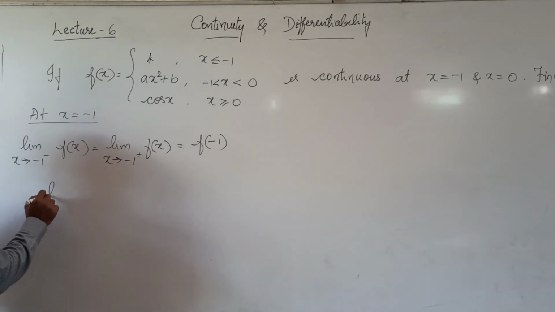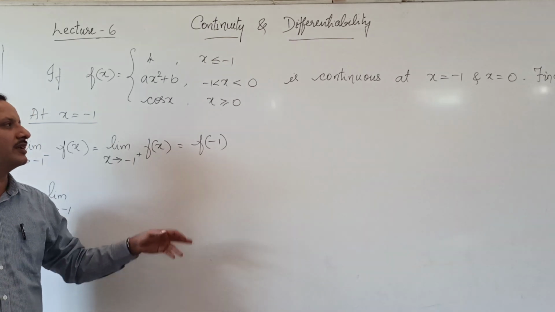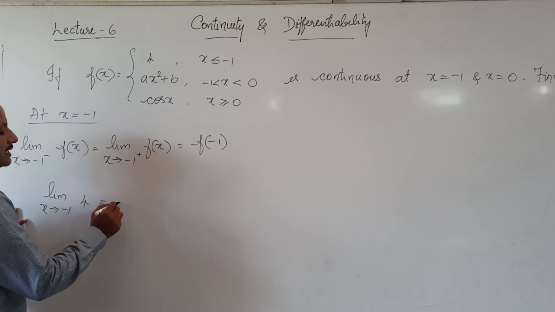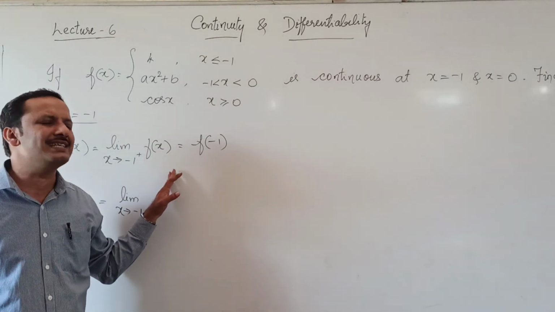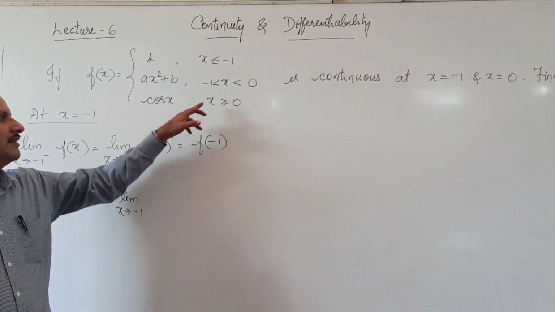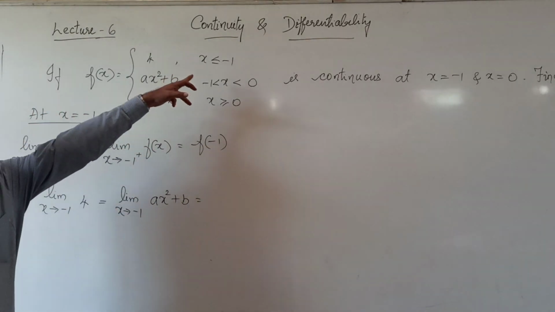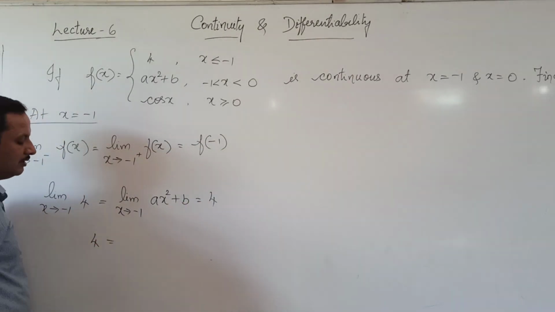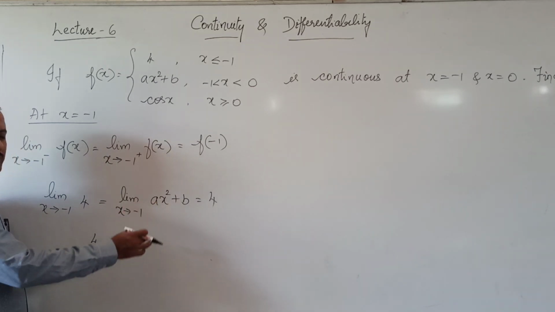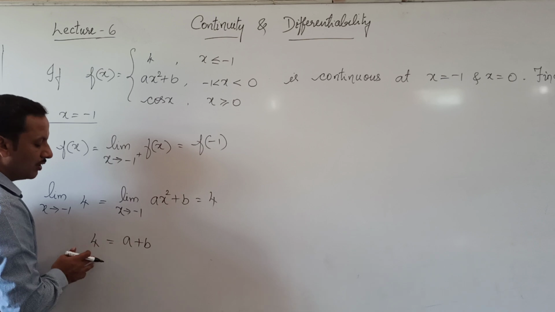Left hand limit, x tends to minus 1, x is approaching minus 1 from left side. When x approaches minus 1 from left side, x is less than minus 1. There the function is defined as 4. That is equal to limit x tends to minus 1 plus f of x, which means x is approaching minus 1 from right side. When x is approaching minus 1 from right side, f of x is defined as ax square plus b, and that is equal to f of minus 1. At x equal to minus 1, the function is defined as 4. So when I apply the limit as x tends to minus 1, 4 will remain as 4 only. And here, if I put x equal to minus 1, we get minus 1 whole square, which is 1, into a is a, plus b is equal to 4, which I already wrote here.